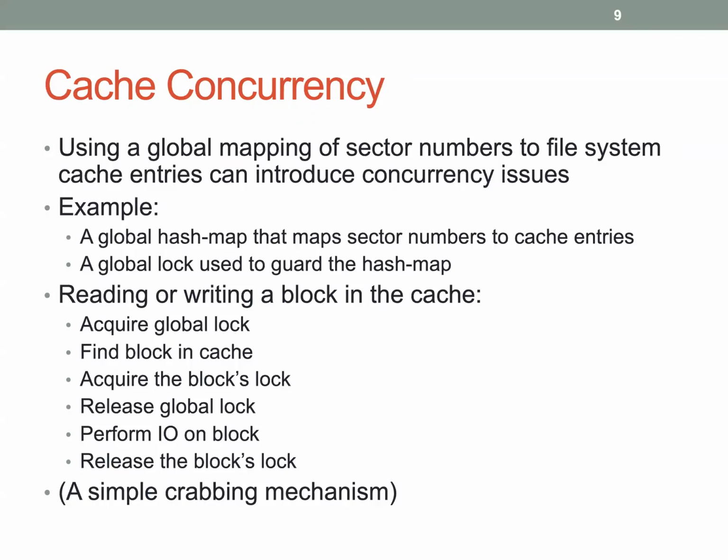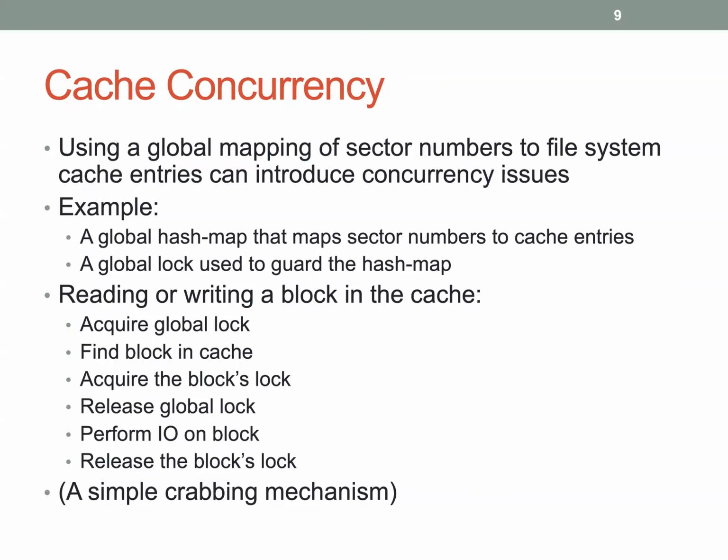So you go ahead and acquire the lock. You release the global lock, you perform I/O on the block, and then you release the block's lock. We call this crabbing because it's like the way that crabs walk sideways. You have a place where you lock something. This is the global lock.